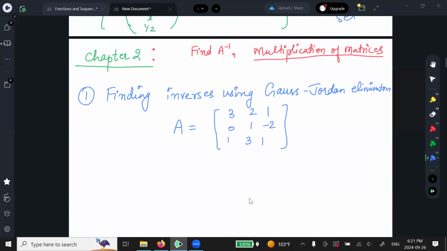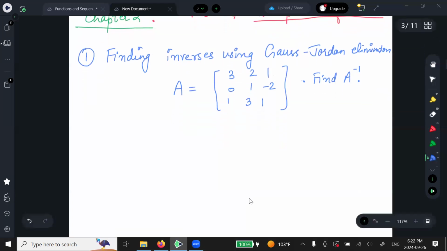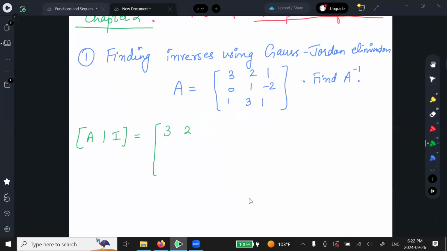What do you do? What's the first step? Augment it with identity, right? That's the first thing you'll do. Augment the matrix with identity. And then you start to row reduce. And if you can get to the identity, that means the other side is the inverse.